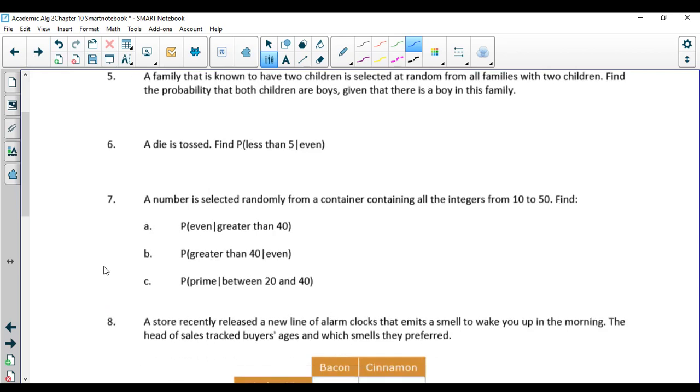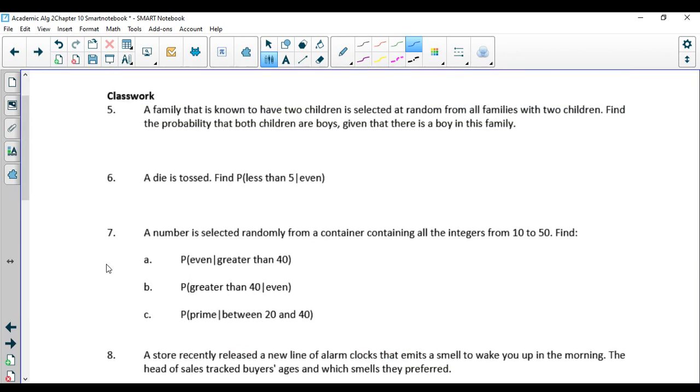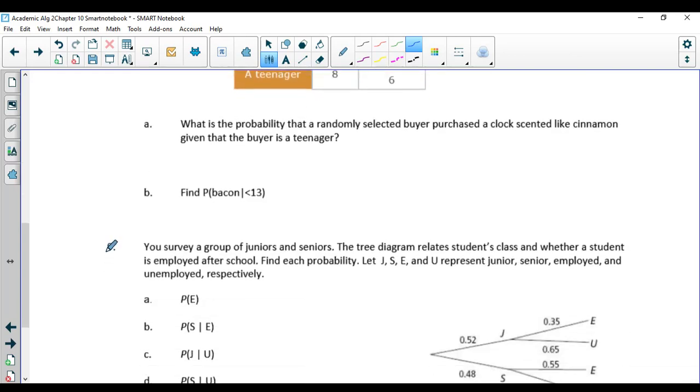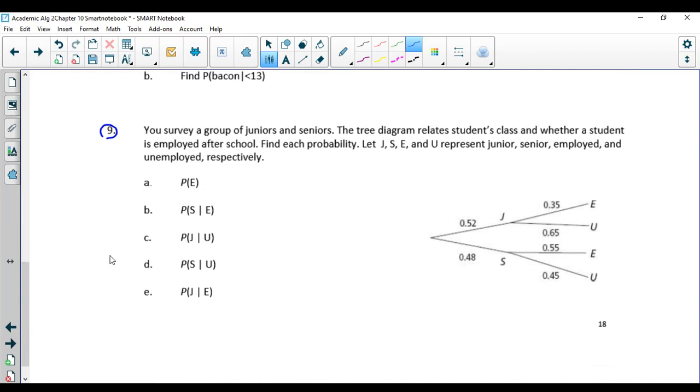We're also going to look at the next page at the very bottom. You are going to do these problems 5 through 8 on your own, but we're going to do number 9 together. So it says you survey a group of juniors and seniors. The diagram relates students' class and whether a student is employed after school. Find each probability. Let J, S, E, and U represent junior, senior, employed, unemployed.